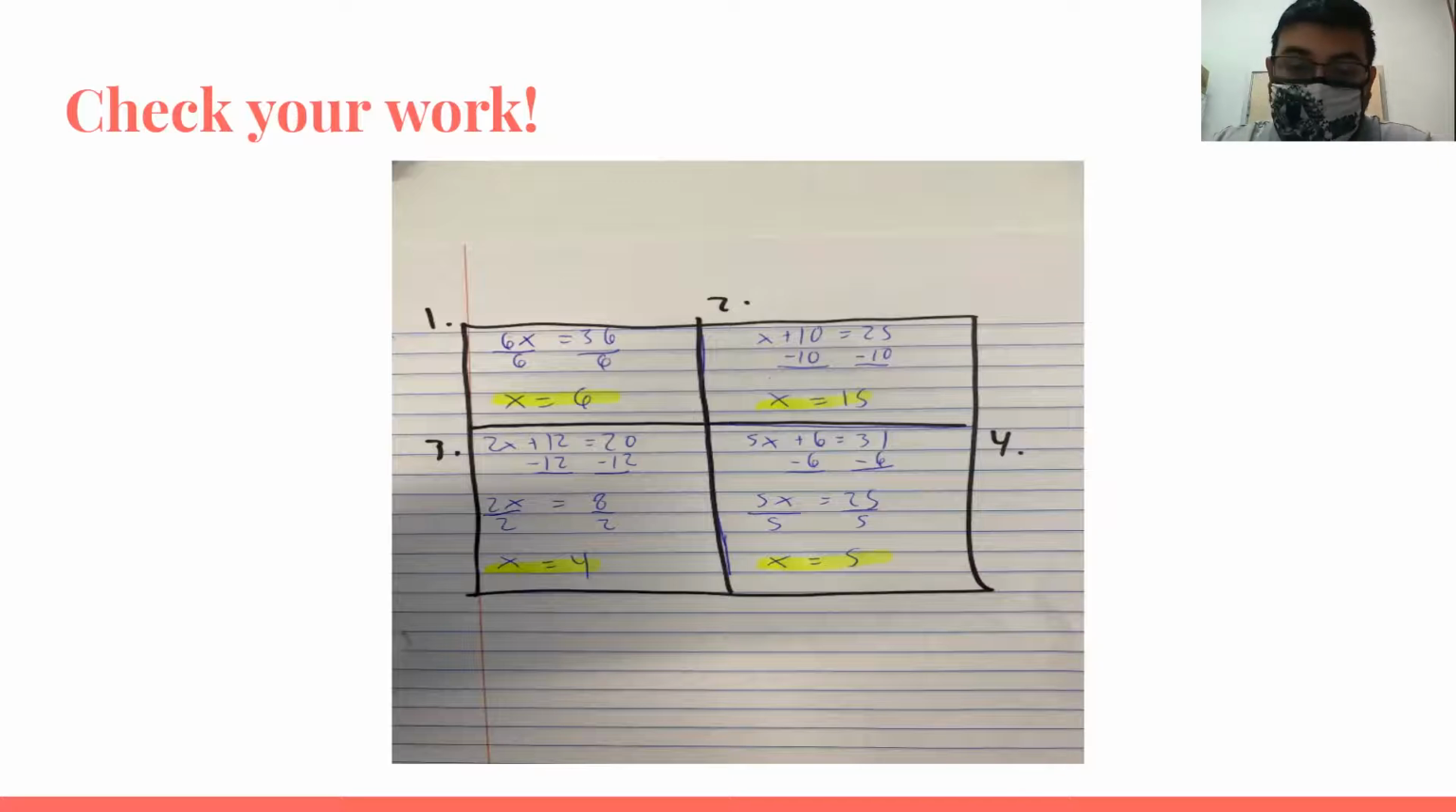And then the final one, a little bit trickier, 5x plus 6 equals 31. Subtract 6 on both sides, 5x equals 25. Divide 5 on both sides because remember, 5 is attached to the x. 5 times x, opposite of times, is divide. So 5x divided by 5. So you get x equals 5.